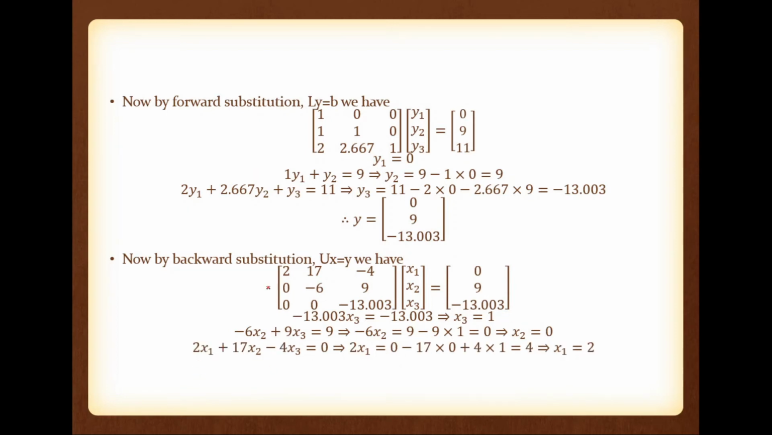Now use the first equation, 2x1 plus 17x2 minus 4x3 equal to 0. So 2x1 is equal to 0 minus 17 into x2, that is 0, plus 4 into x3, that is equal to 4. So 2x1 is equal to 4. So x1 is equal to 2. So the x vector, the final solution is 2 0 1.